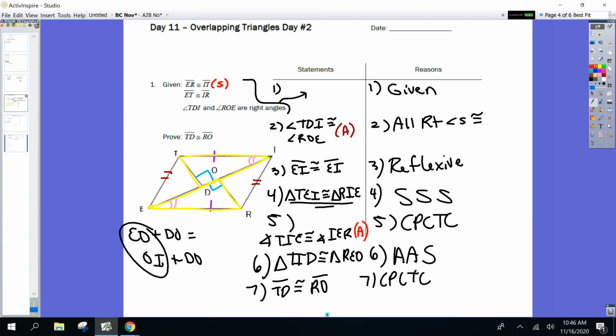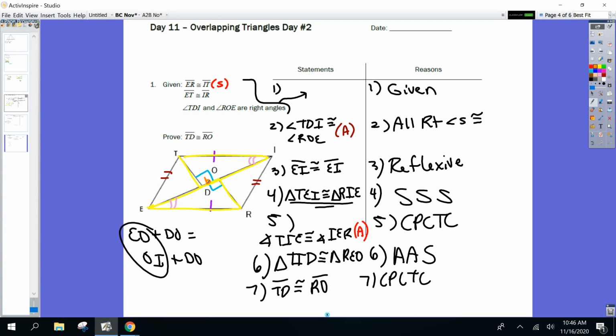Okay, Hannah. Let's say EI is 10 units long, and DO is 6 units long. So you have 4 left, right? That doesn't necessarily mean that EO and ID are going to be 2 and 2. Could be 3 and 1. You can't do that with 2 reflexives. No adding and subtracting with 2 reflexives. Anybody else? Questions?